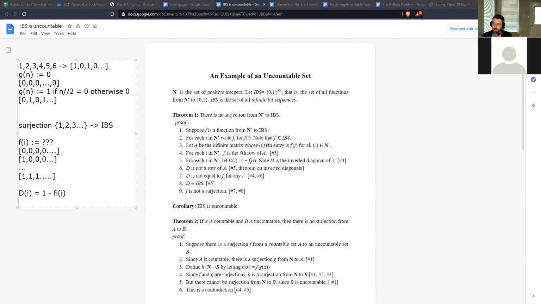So we have a contradiction here, and the contradiction was the supposition. The supposition was that f is a surjection from the positive integers to infinite bit sequences. Since we reached a contradiction, the supposition must be false. Therefore, f is not a surjection. Now, when we did this for the real numbers, what did that mean about the real numbers?